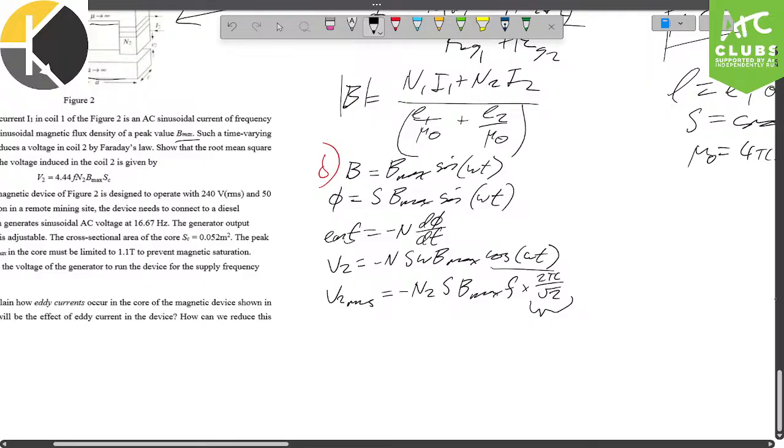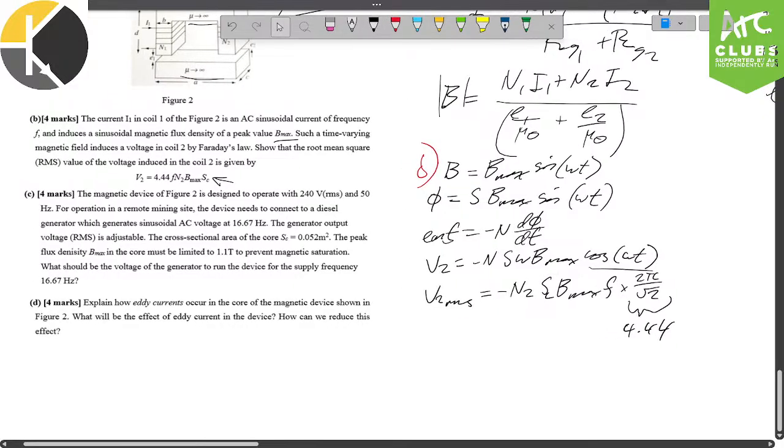Funny thing, this turns out to be 4.44-ish. All right, and that gives us the answer as required by here. I'll put the S as SC, and we're happy. So that is that part, just done by substituting things in and applying Faraday's law. Pretty straightforward there. That's that.